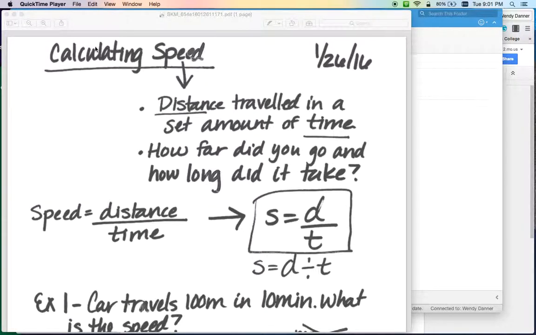All right, so what you see in front of you, these are the notes for calculating speed. You need to be sure that you copy all of these down. Feel free to pause this so you can write down what you need.